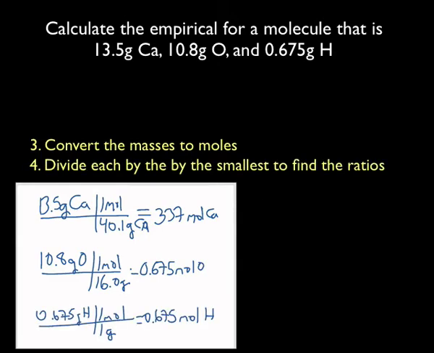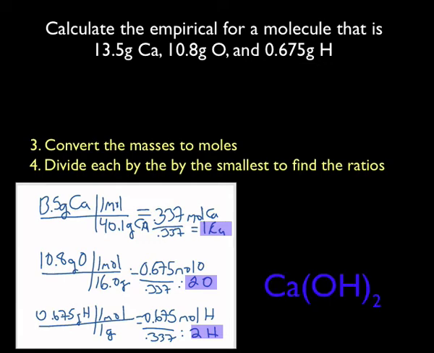Divide each of these by the smallest, which is 0.337, and we get 1 calcium, 2 oxygen, and 2 hydrogen. You can see we've rounded a little bit, and now we have a ratio of 1 calcium to 2 oxygen to 2 hydrogen, and we have our empirical formula.